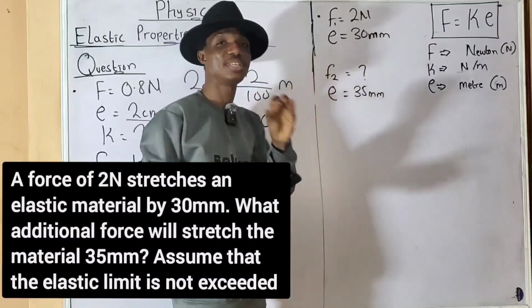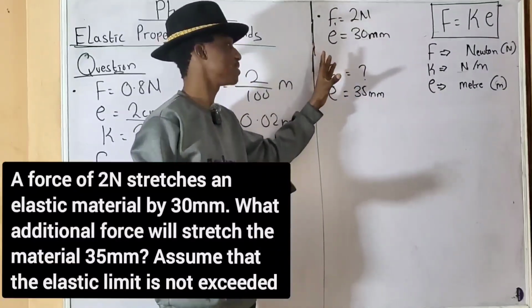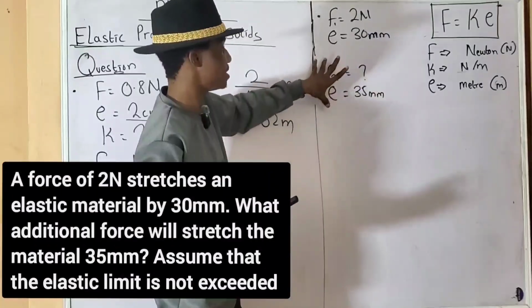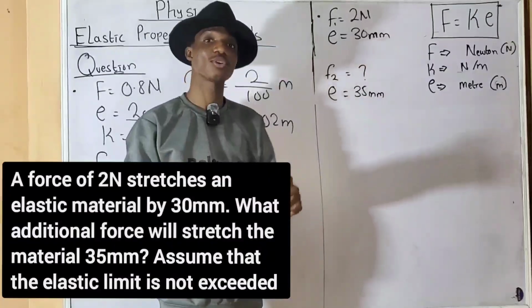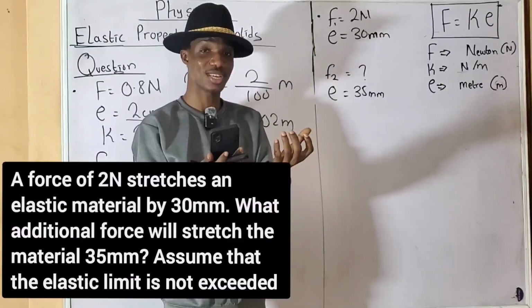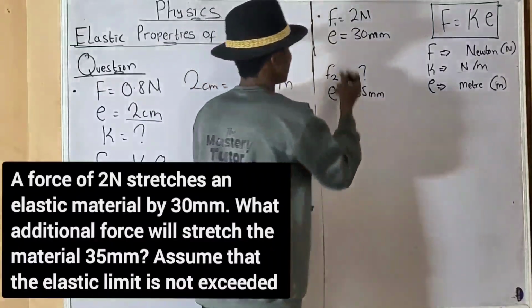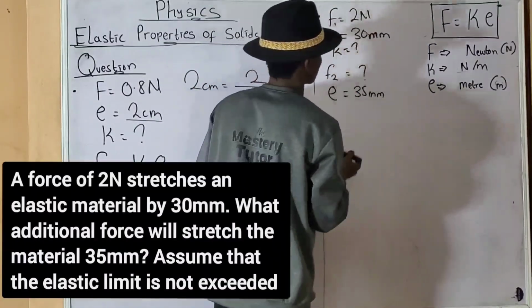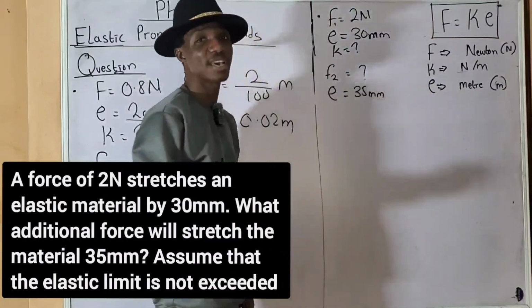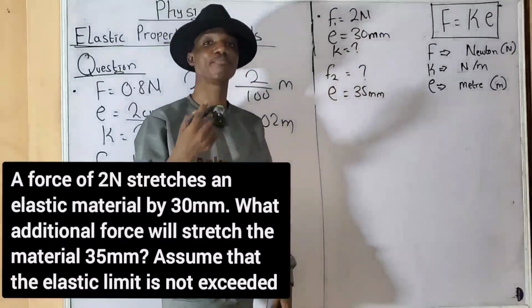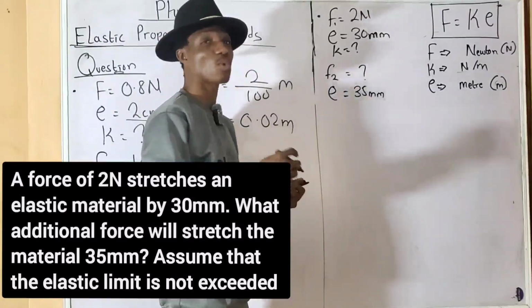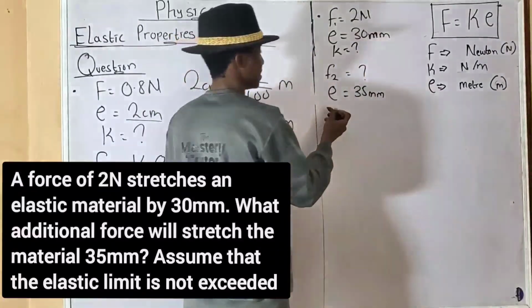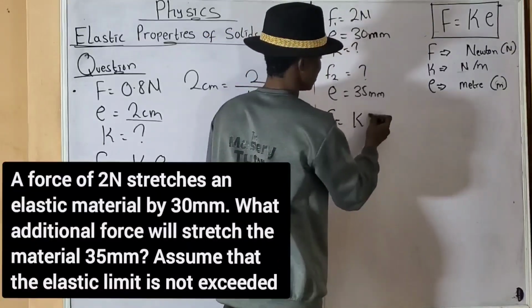The K will be the same for the question. Are you getting it? The K will be the same for both F1 and F2 because it is the same materials. Do you understand? So K is unknown here. We need to get the value of K. But before we get the value of K, our extension is in millimeter. So we need to convert it to meter. Okay, now listen. F is equals to KE.